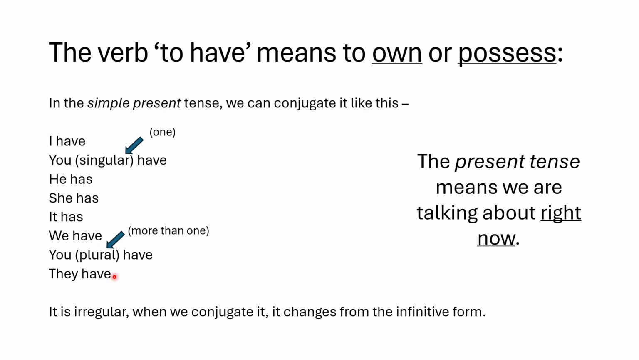They have. The verb to have is usually transitive, so it takes a direct object to complete its meaning. Notice that the verb to have is irregular, so when we conjugate it, it changes from the infinitive form.